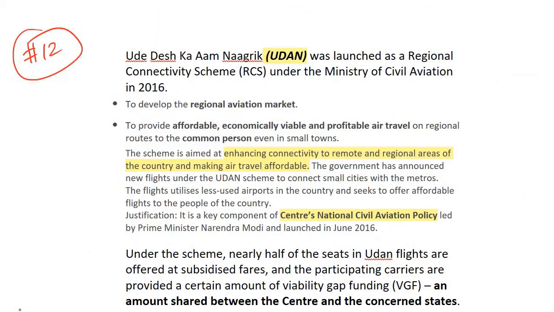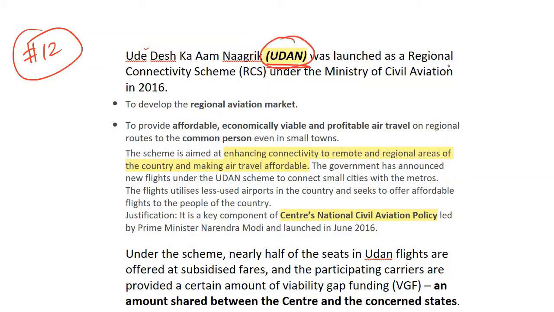Next, कुछ important चीजें हैं about this scheme, that is the next scheme, that is Udaan. Udaan is basically उड़े देश का आम नागरिक. इससे समझ में आ जाना चाहिए कि this is for making aviation economical for every आम नागरिक के लिए. It should be possible to fly, right? उड़े देश का आम नागरिक, उड़ान से याद रखिएगा.